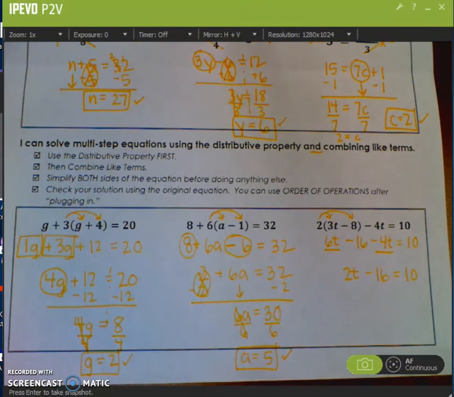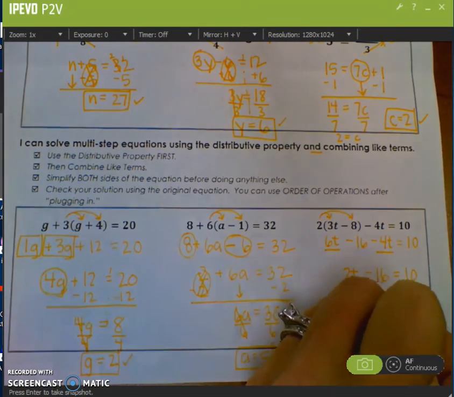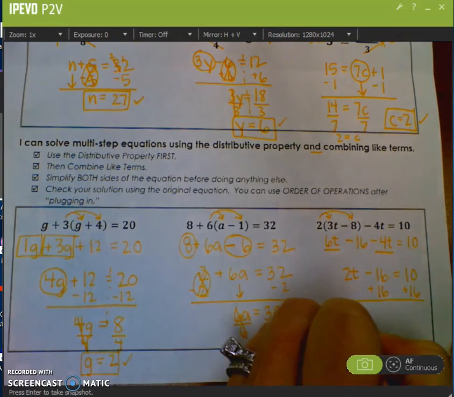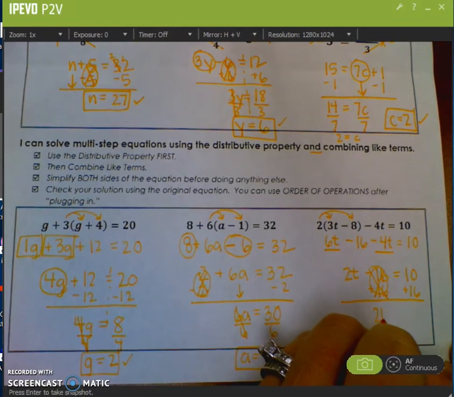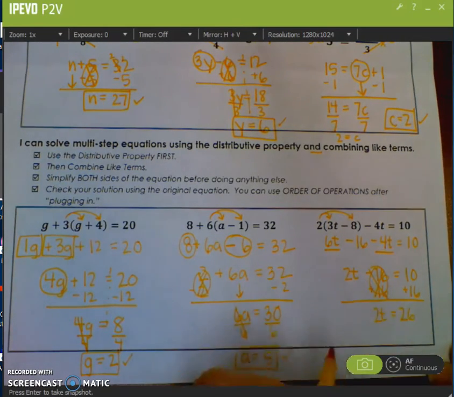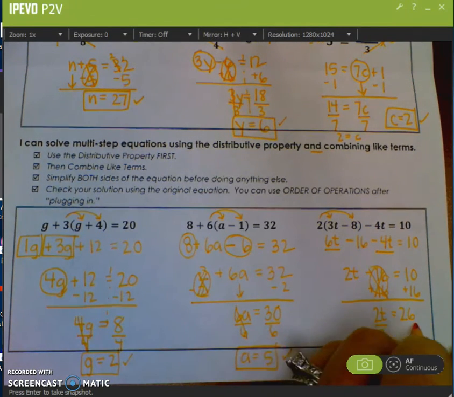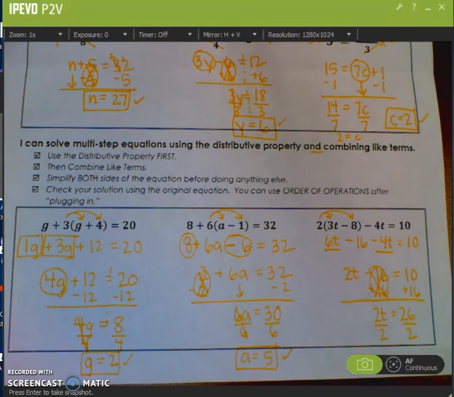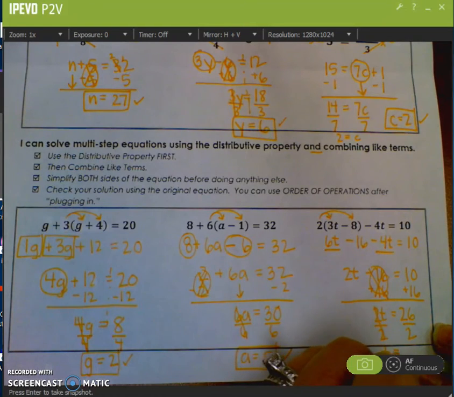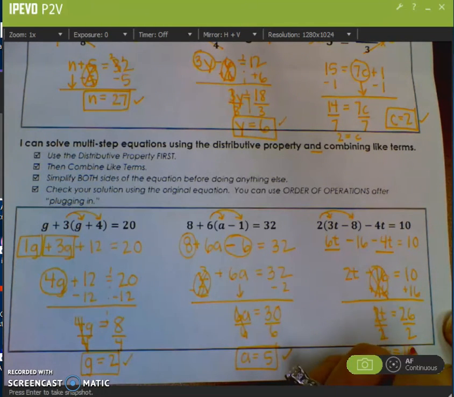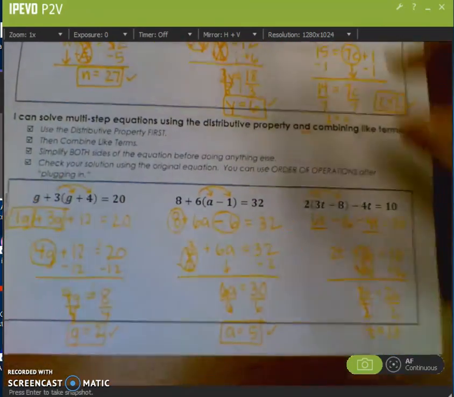Now I'm trying to isolate my term with the variable. So I'm going to do the opposite of minus 16. I'm going to add 16 to both sides. Negative 16 and positive 16 cancel out. And 2t equals 26. The inverse of multiplying t by 2 is dividing by 2. If I do it to one side of the equal sign, I have to do it to the other. So 2 divided by 2 is 1t that I'm left with here. And 26 divided by 2 is 13. So I've got an answer of t equals 13.